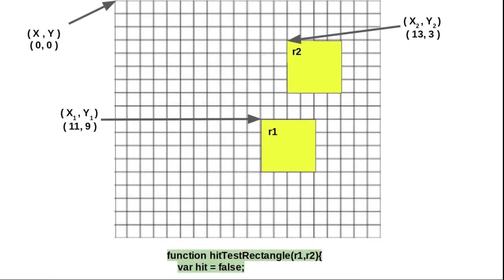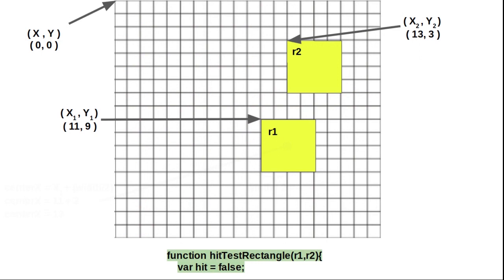The grid seen here represents a simplified canvas that is 20 pixels wide by 18 pixels tall. All coordinates are relative to the grid's upper left-hand corner. It is 0, 0. The yellow rectangle labeled R1 is rectangle 1, and the one labeled R2 is rectangle 2. R1's x-coordinate is 11, and its y-coordinate is 9. R2's x-coordinate is 13, and its y-coordinate is 3.